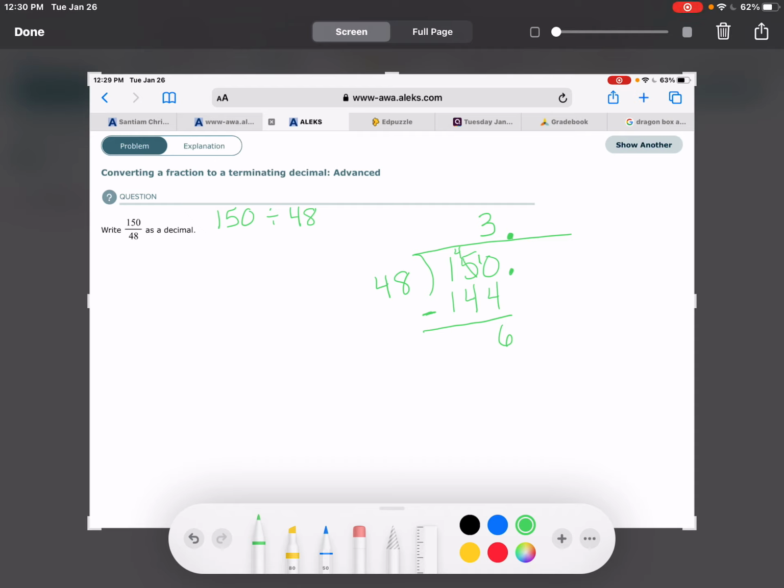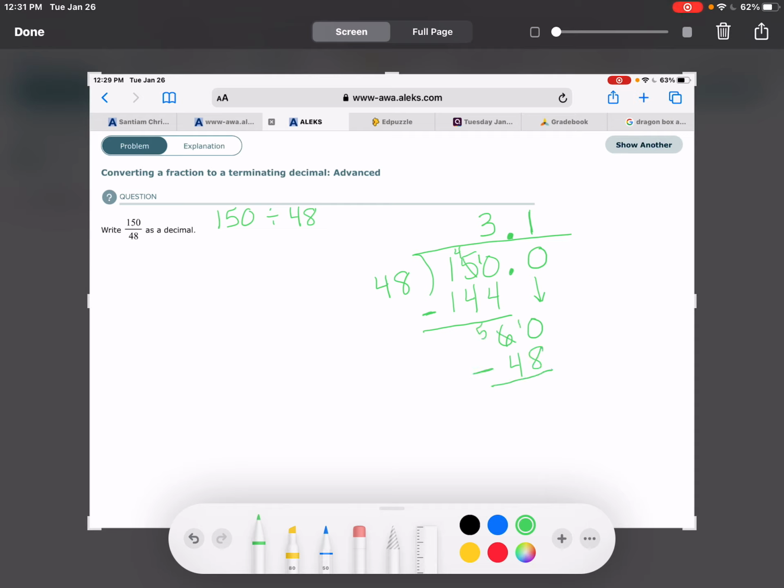All right, so that didn't come out even. So we're going to add as many zeros as we want to. We bring that down. Does 48 go into 60? Yeah, remember it's close to 50. It'll go in there about 1 time. 1 times 48 is 48. And I'm going to subtract.